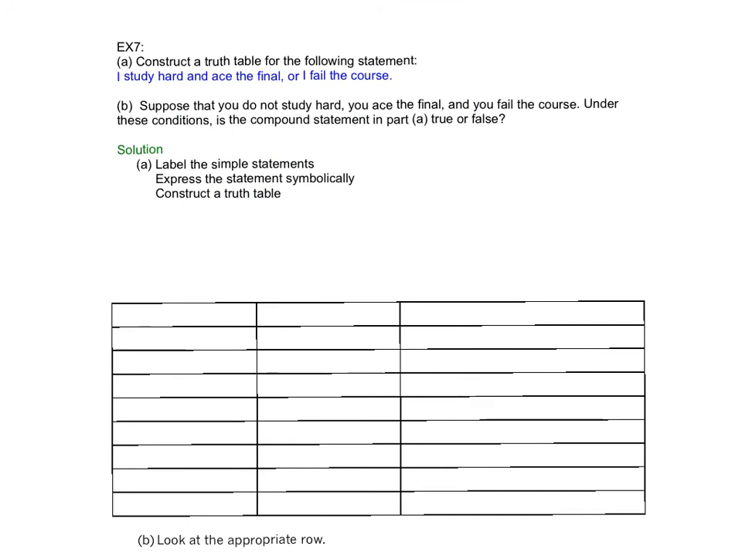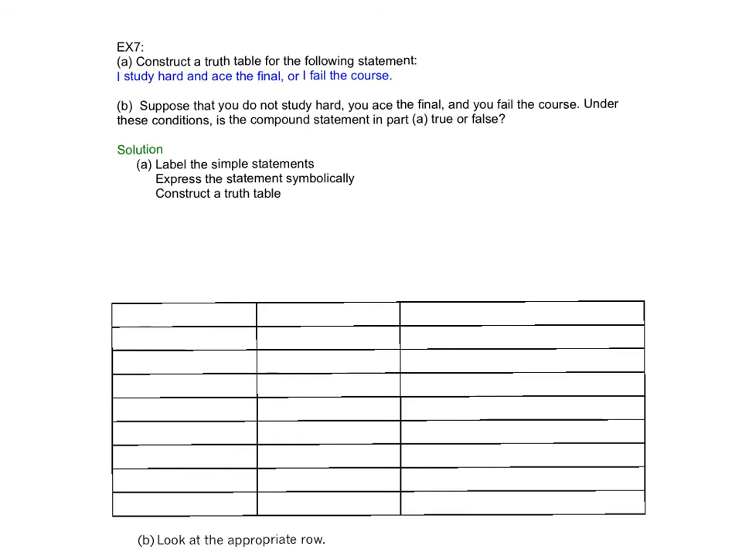Okay, in example 7, we're going to construct a truth table for this statement: I study hard and ace the final, or I fail the course. So that's part A. And then part B, suppose that you do not study hard, you ace the final, and you fail the course. Under these conditions, is the compound statement in part A true or false?